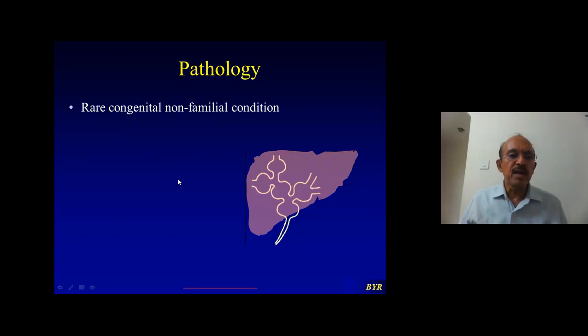Yes, the liver capsule can hold because there will be fibrosis all around. So the fibrosis will hold the jejunal loop. There is no problem about that.